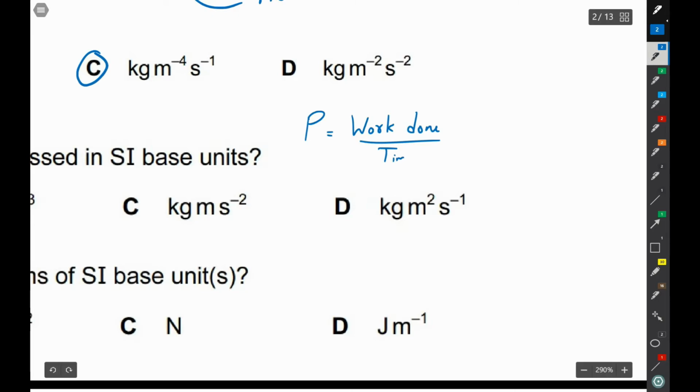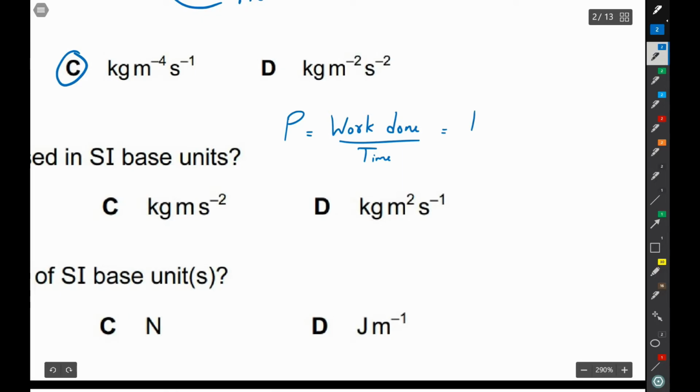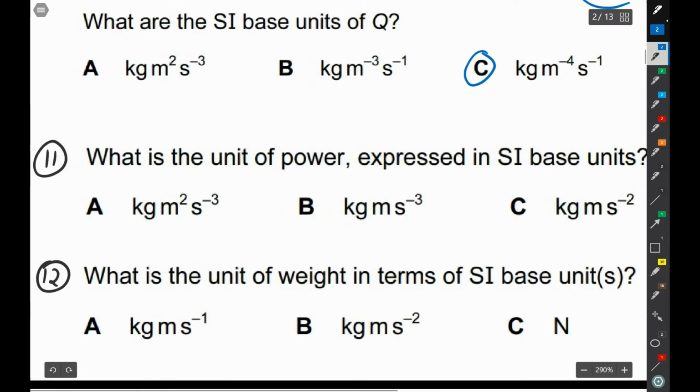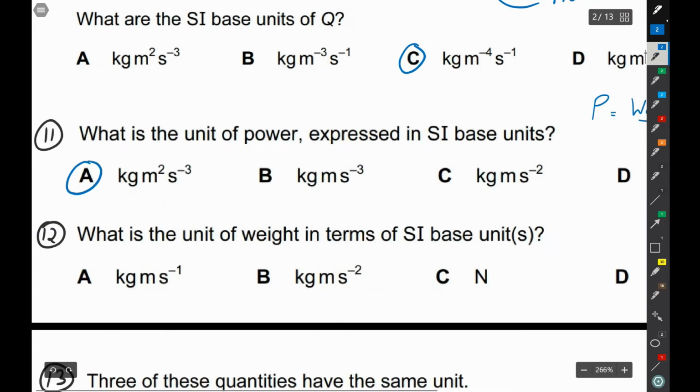Power is work done over time. Work done is force into distance. So this is going to be kg m s minus 2 into distance, which is m, and divided by seconds. So the unit becomes kg m2 s minus 3. Right, kg m2 s minus 3, option A.